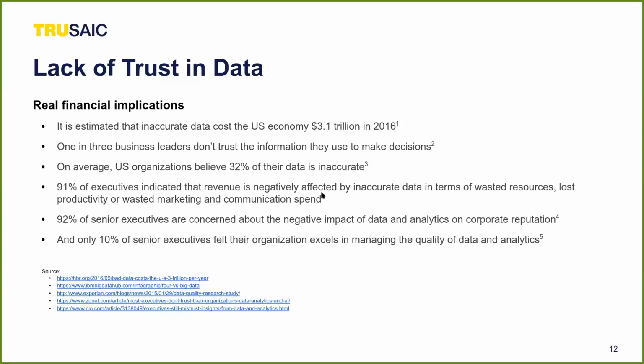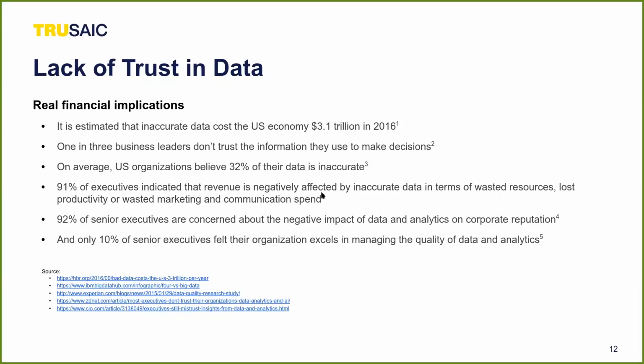Okay, so we're emphasizing data here, and just a couple of references for this. There are real financial implications to data problems. It's been estimated that inaccurate data cost the U.S. economy $3.1 trillion in 2016. One in three business leaders don't trust the information they use to make decisions; they don't have trust in the underlying data. On average, U.S. organizations believe that 32% of their data, almost a third, is inaccurate.